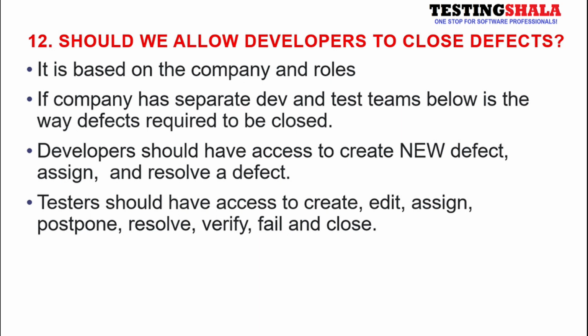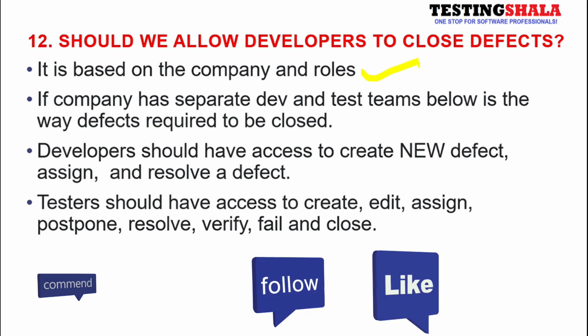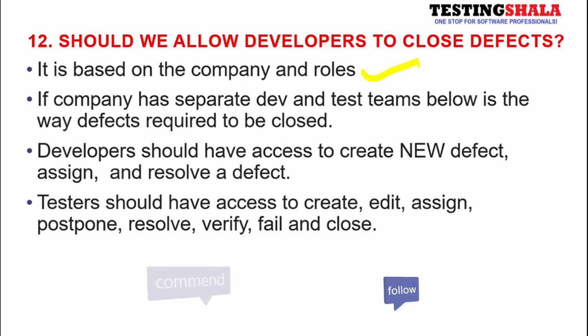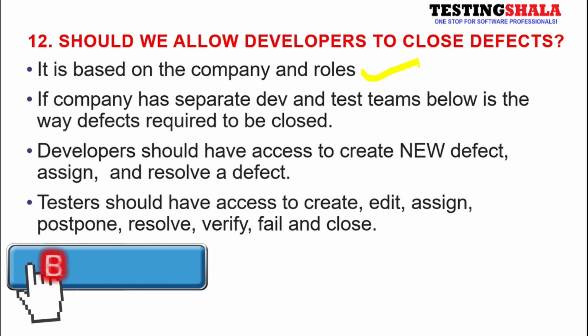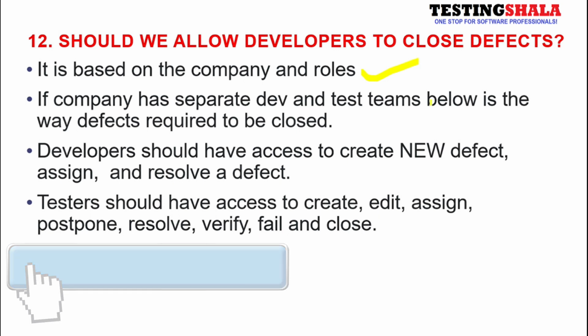You should explain it in this way. The closing of defects, whether developers or testers will close them, will be defined as part of the testing processes. These testing processes are defined by each and every company in their own way. So whatever way we define it, if your testing process says that only a developer can close the defects, that is fine. If the process says that only a tester can close the defects, then we should adhere to that.